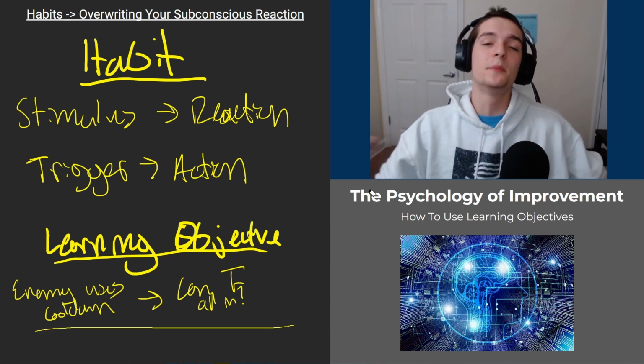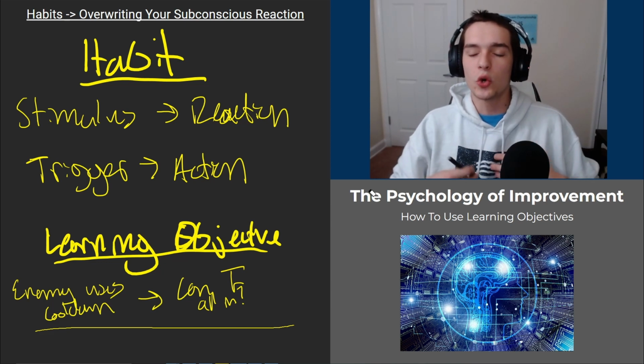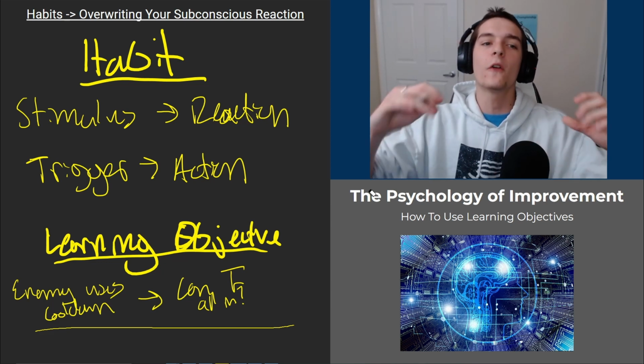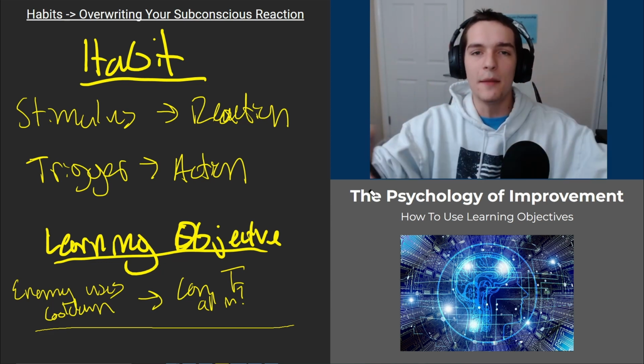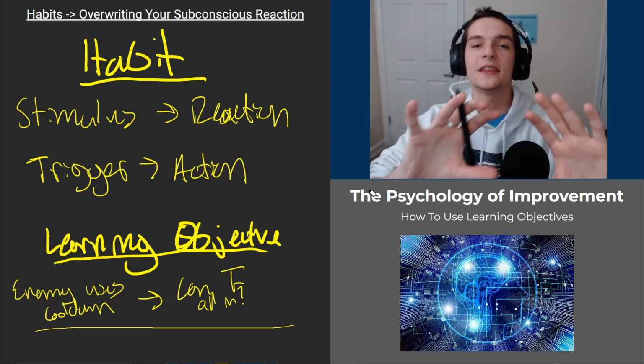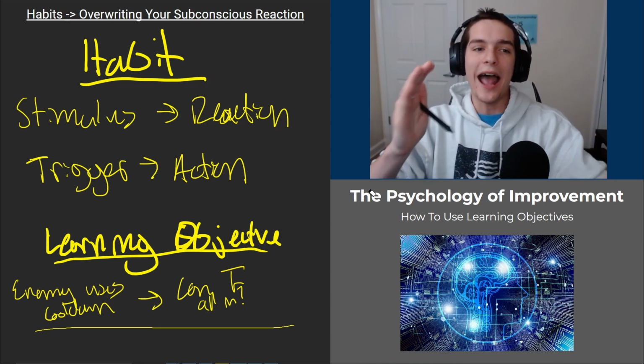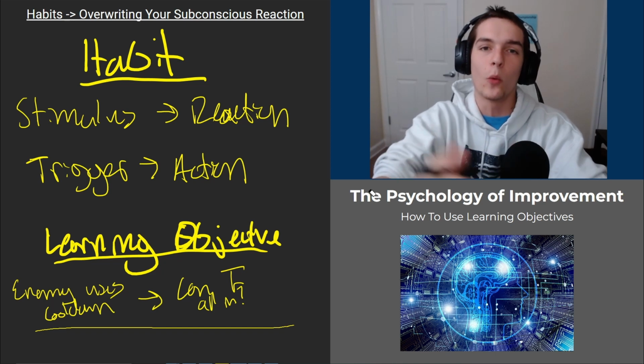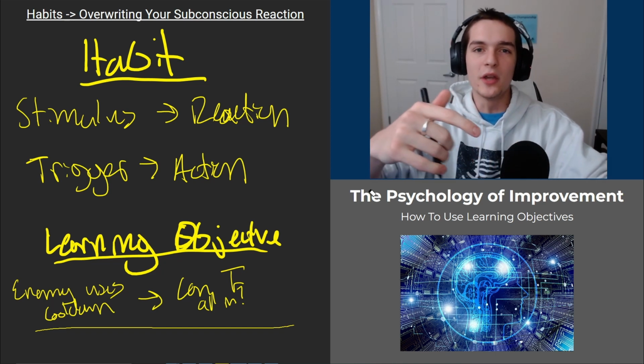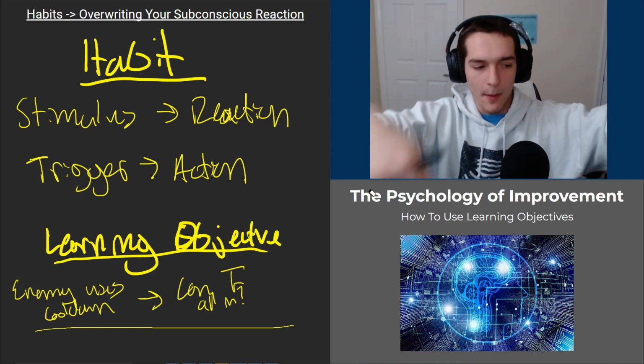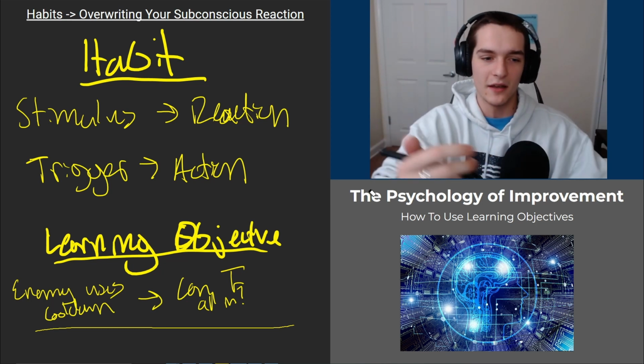So that's what a learning objective is. It's really just creating a habit or finding a habit in your gameplay that you want to add or a habit that you want to fix, and then adding a trigger. So whenever that trigger or whenever that stimulus happens, you can say, okay, conscious brain, come involved now. Let's wire this in, right?